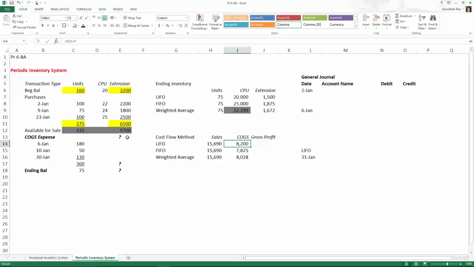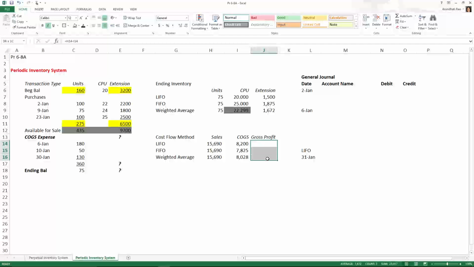So 9,700 minus 1,500 gives me 8,200. 9,700 minus 1,875 gives me 7,825, and 9,700 minus 1,672 will give me 8,028. Gross profit is the difference between sales and cost of goods sold. So I calculate my gross profit for each of these three methods.